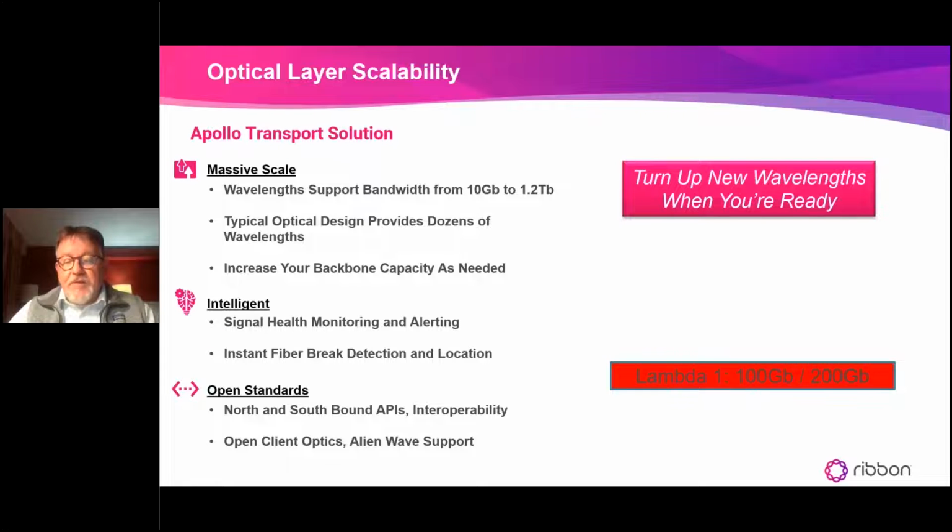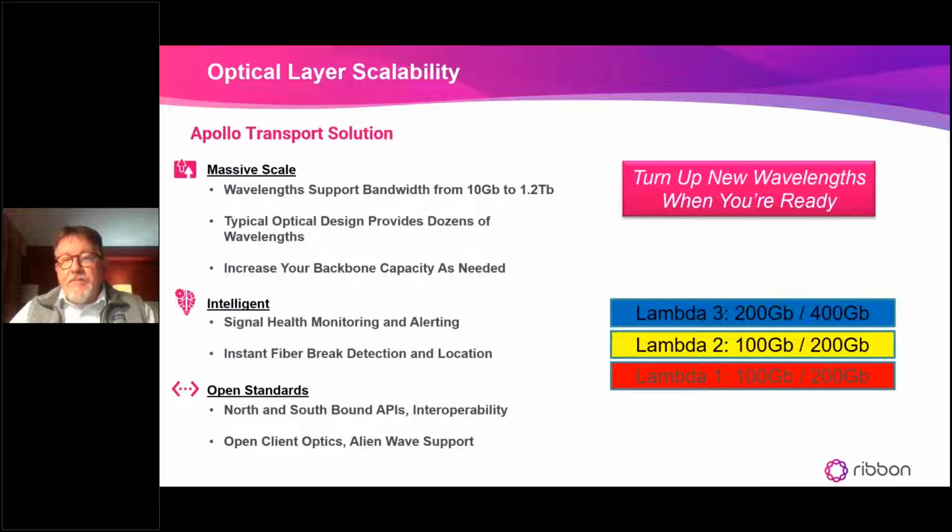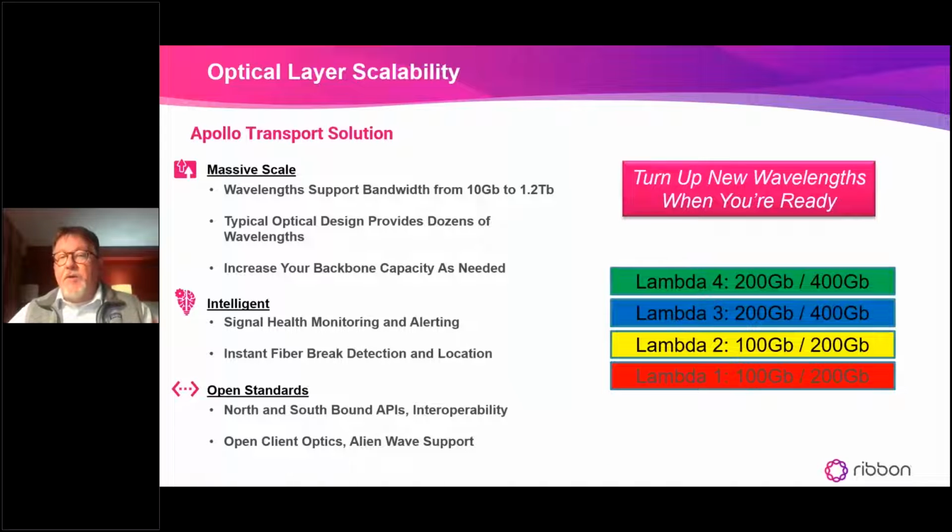And so on. We add another one, and maybe by this time you're ready for a 200 gig or even a 400 gig wavelength. And so on, right? Lambda 4, all the way up to 48. We even have 96 wavelength solutions. You can see how this will scale extremely fast to really massive amounts of bandwidth.